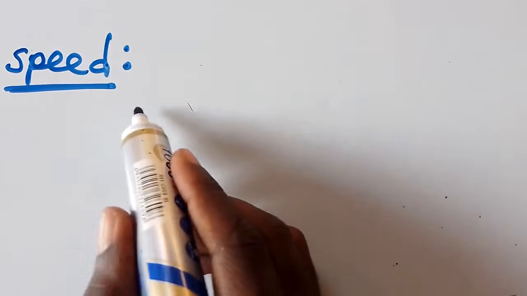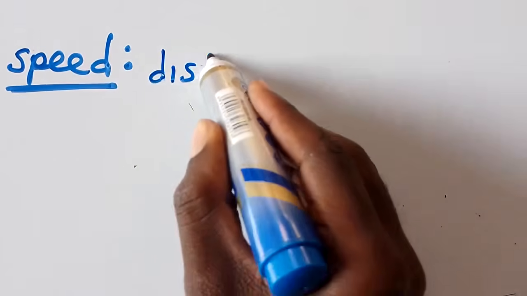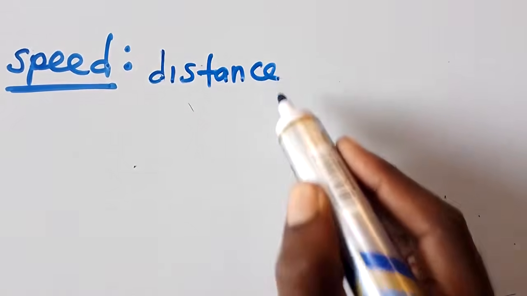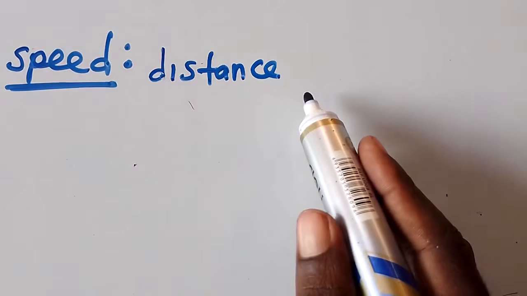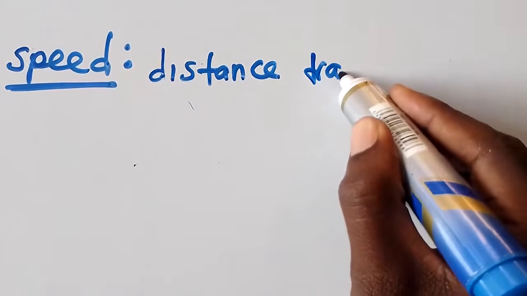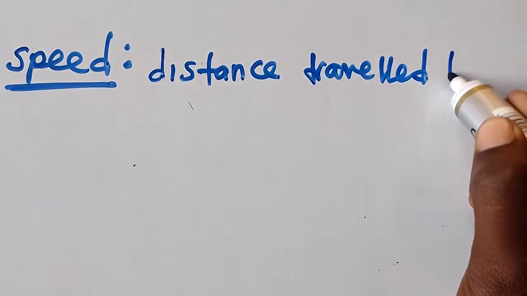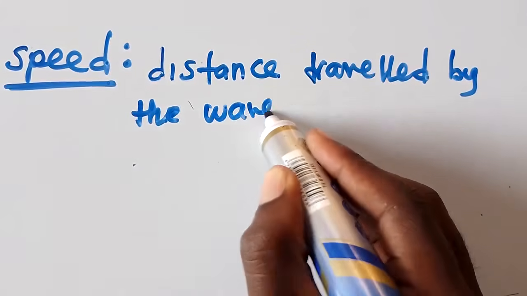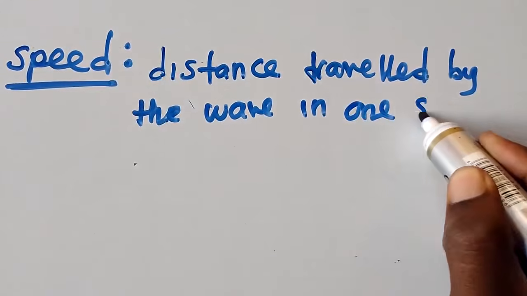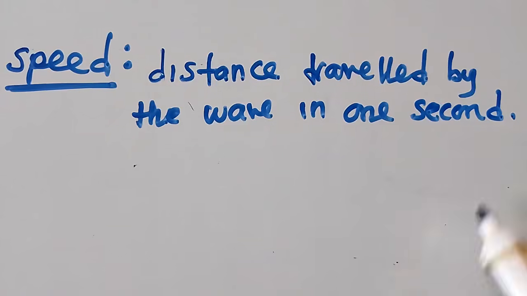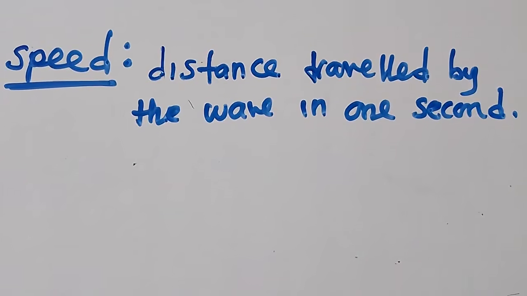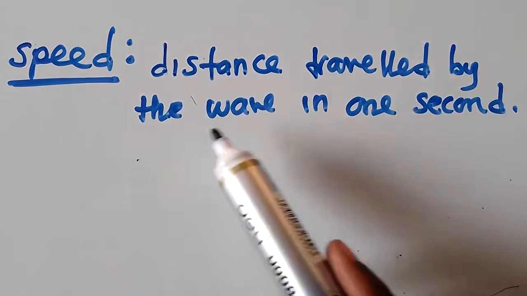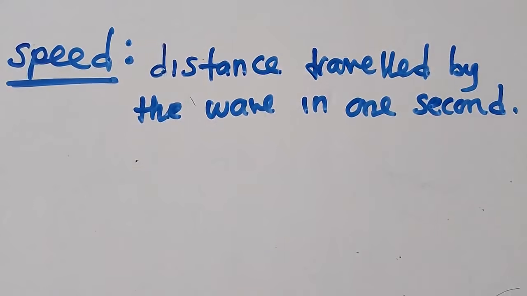So whenever you are talking about the speed of a wave, this is just a distance. I want you to understand this. This is just a distance traveled by the wave in 1 second. Each time you're talking about speed, this is just the distance traveled by the wave in 1 second. This is what you need to understand. So let's make sure we understand this point.